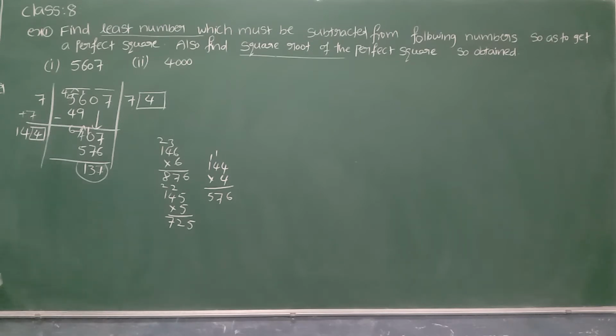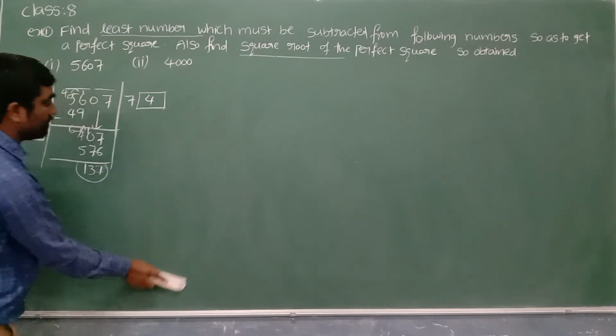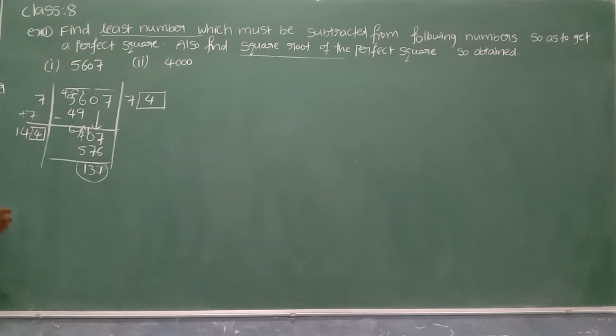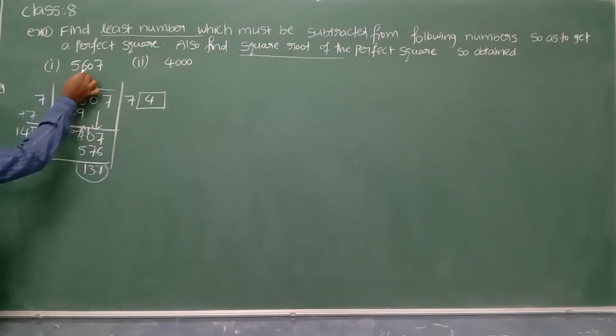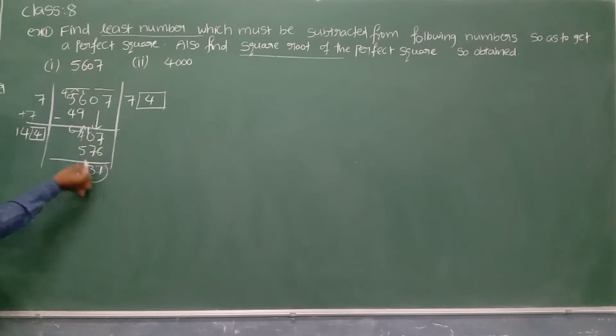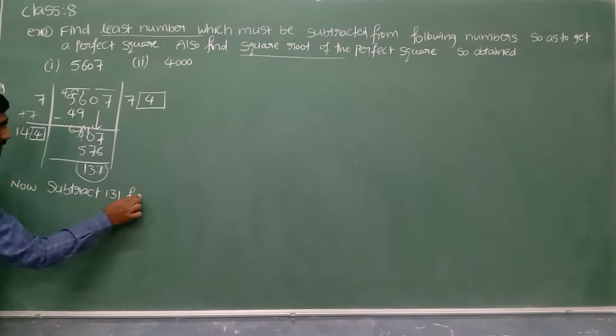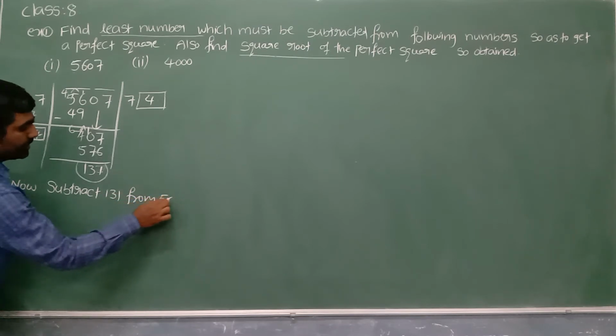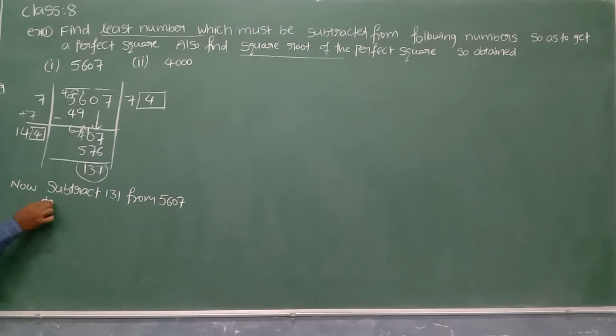Now what we have to do? This remainder 131 we have to subtract from the given number. If the remainder is 0, we can say it is a perfect square. So now the remainder is 131. Yes, this remainder 131 we have to subtract from 5607. This is the least number we need to subtract from the given number to get a perfect square. Now let me write here. Subtract 131 from 5607 to get a perfect square.